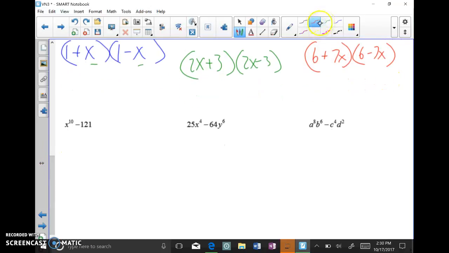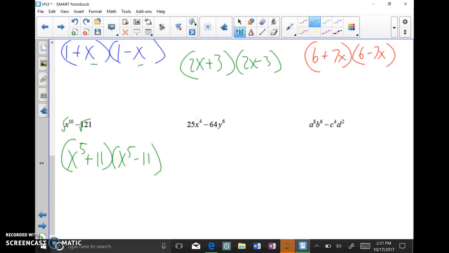All right, this last row just tries to make it challenging because it's got larger exponents than 2. But again, it's simple. You just simply cut them in half. So x to the 10th is going to become x to the 5th. And then the square root of 121 is 11. So x to the 5th plus 11 and x to the 5th minus 11. So it's not really any harder. You just cut the exponent in half.